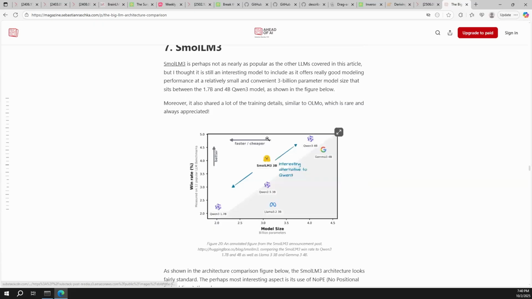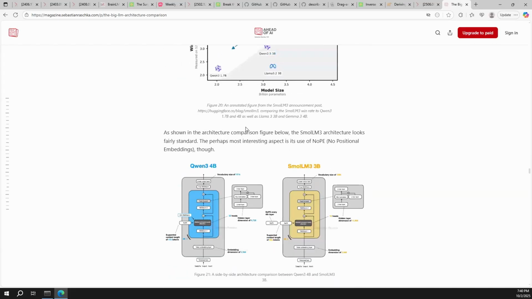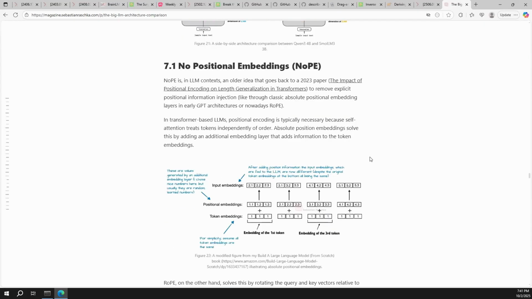And then again, more small experts. To make things even cheaper, this SmolLM did no positional embeddings, I think, every other layer. Oh no, actually, it's not even that much. They did no positional embeddings every fourth layer. So how much can you really save by doing RoPE 3/4 of the time and then nothing 1/4 of the time? But this is meant to be for a really small model, 3 billion. So they squeezed a tiny bit out of it for that.